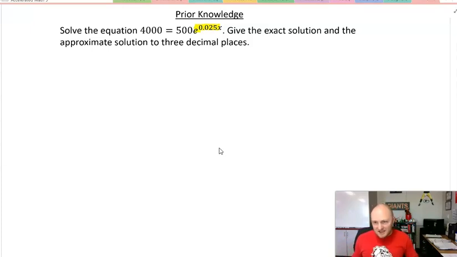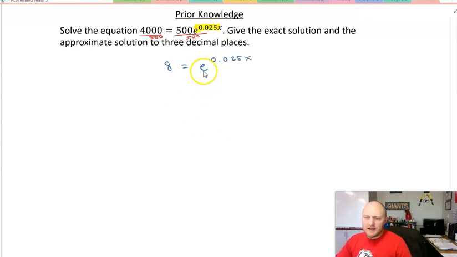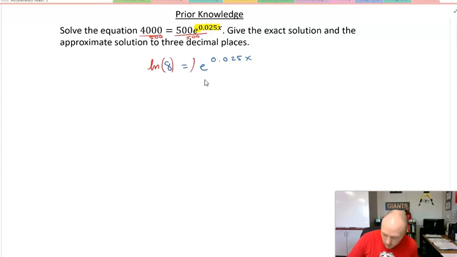So I want to get that e by itself. So what we're going to do, we're going to divide both sides by 500. And what we get is 8 is equal to e to the power of 0.025x. And now, in order to undo the exponential, we'll go ahead and take a logarithm. Now, because it's base e, I'm going to be very, very specific. I'm going to take the natural log of both sides.